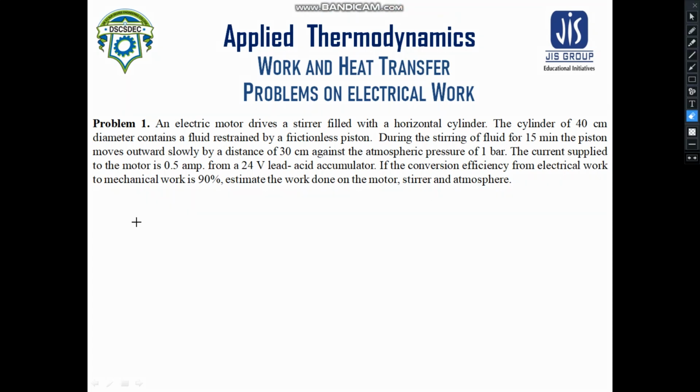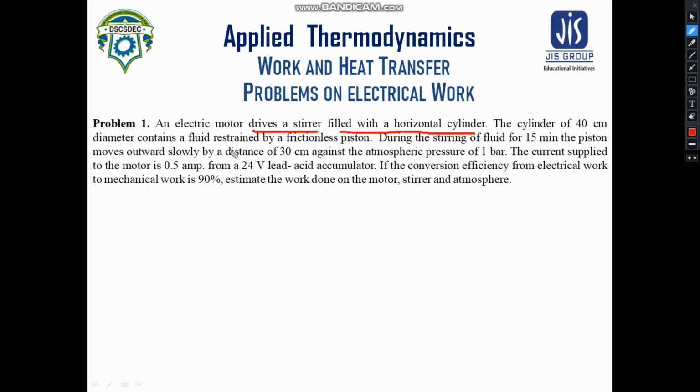So if you just read the problem here, you can see that there is an electrical motor which drives a stirrer filled with a horizontal cylinder. The dimensions of the cylinder are given here. The cylinder contains a fluid which is restrained by a frictionless piston.